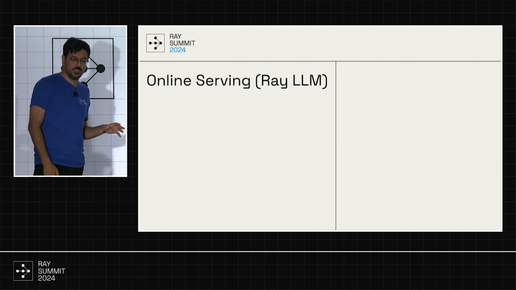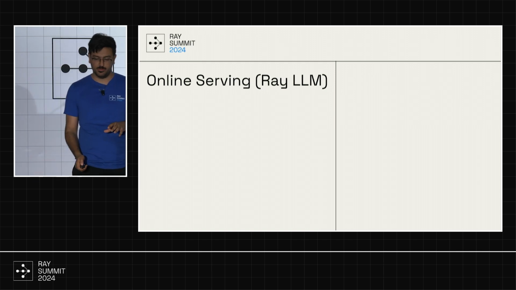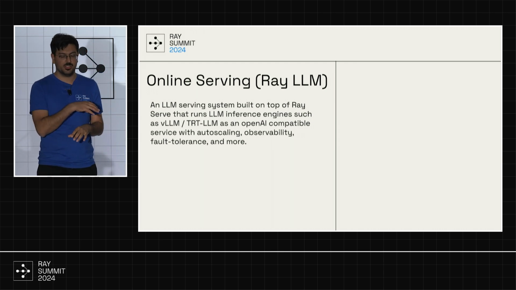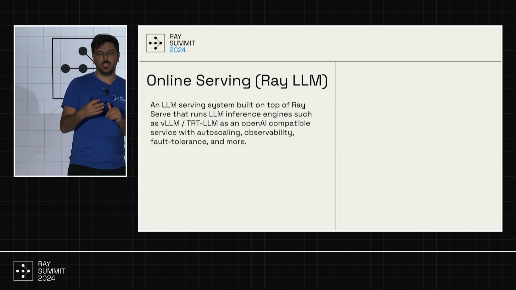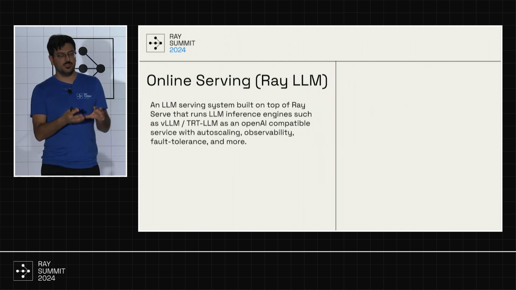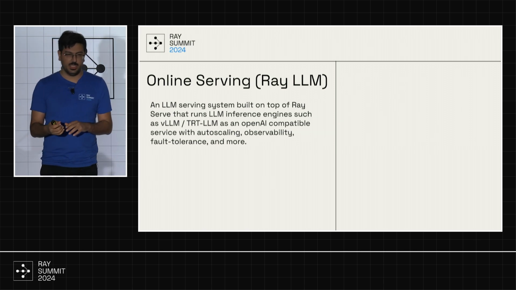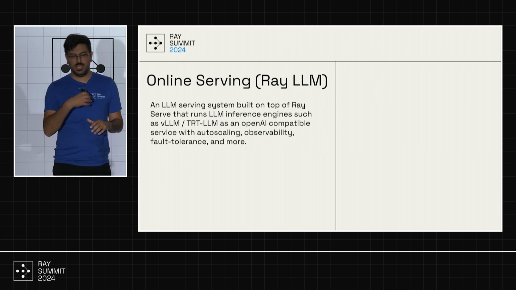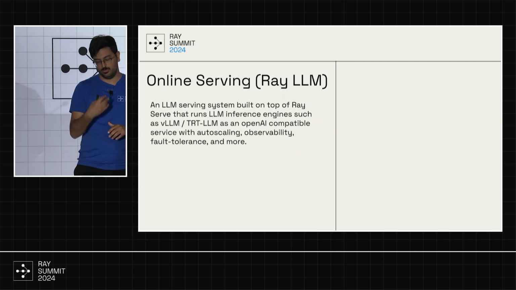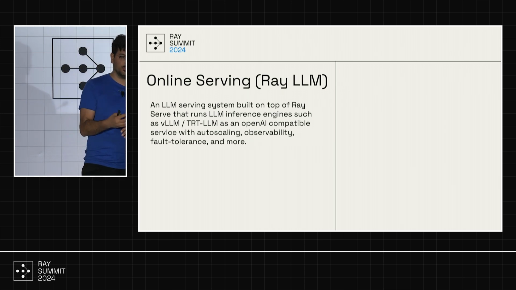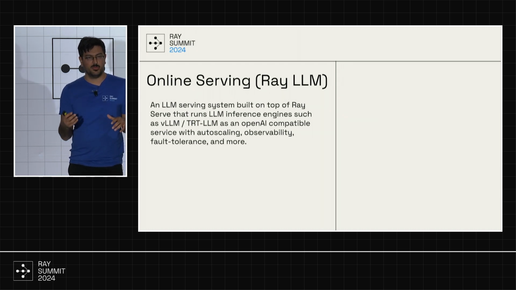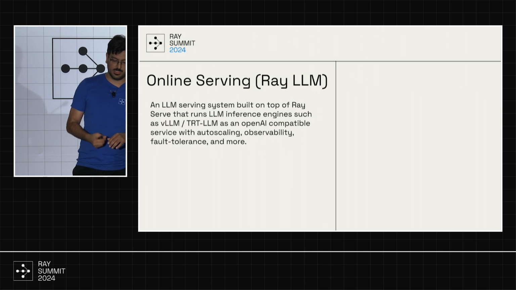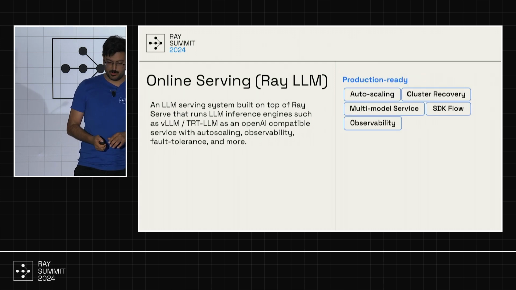On the online serving part, we've built RayLLM. RayLLM is an LLM serving system built on top of RayServe, where you can bring any inference engine, such as vLLM or TensorRT, and get an OpenAI compatible service that has production features built in, like autoscaling, fault tolerance, and observability around things that could go wrong, and recovery events. So it's very feature rich.